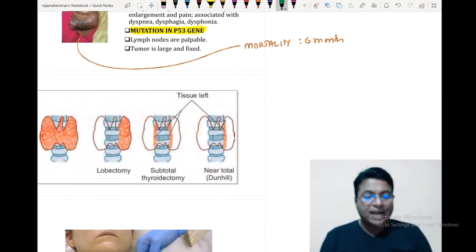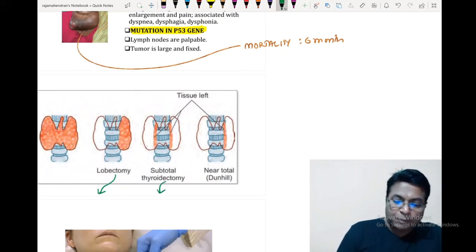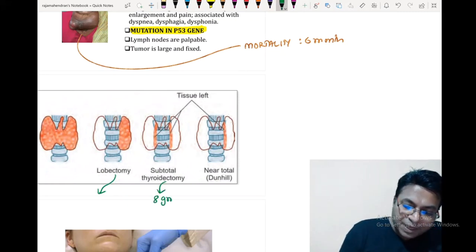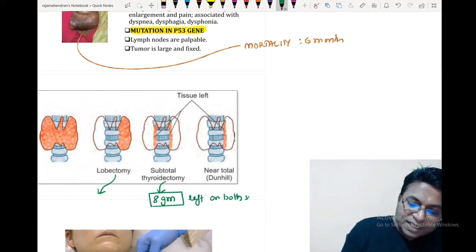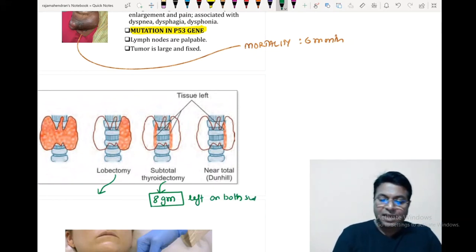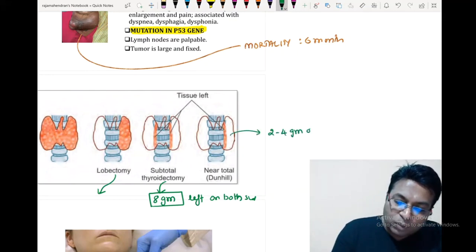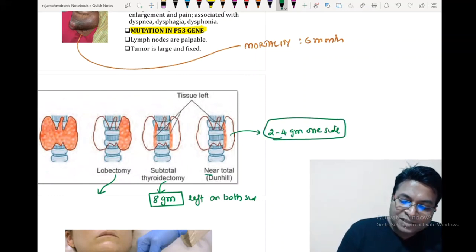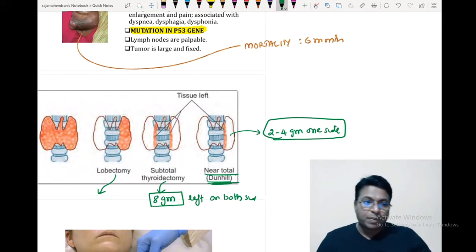Now this question is a highly expected MCQ. There are various types of thyroidectomies I am showing you. This is lobectomy. This is subtotal thyroidectomy. In subtotal thyroidectomy, how many grams are left? 8 grams is the latest Bailey value, to be left on both sides. So on both sides I should leave 8 gram this side, 8 gram this side. And this is near total thyroidectomy, where I will leave 2 to 4 gram on one side only. So 2 to 4 gram on only one side is known as near total or Dunhill operation.